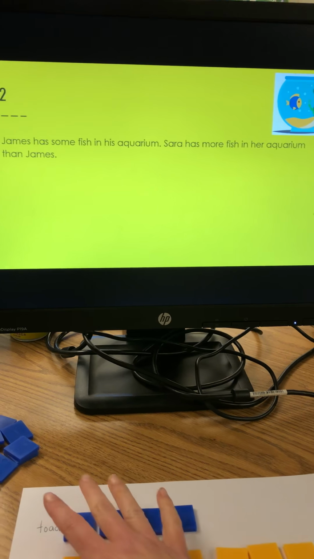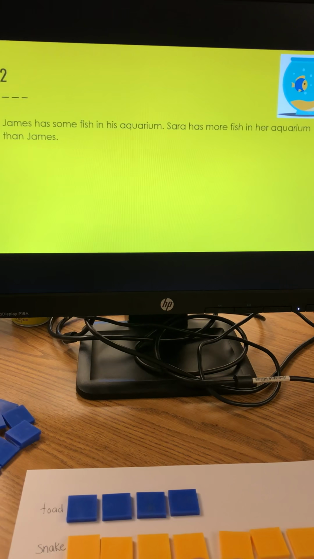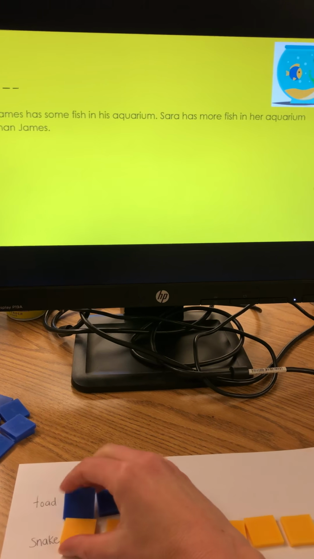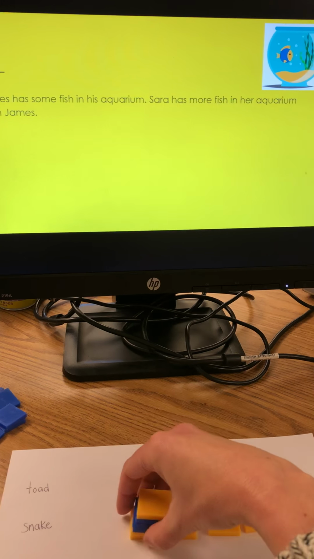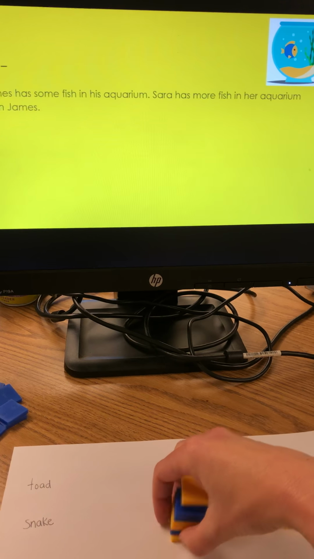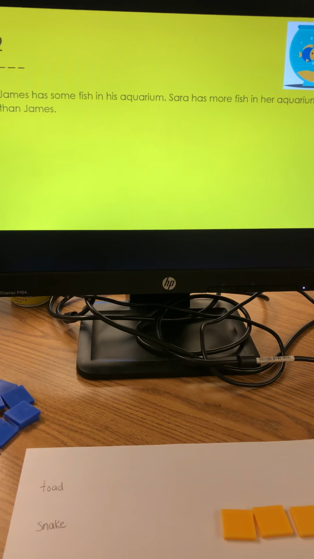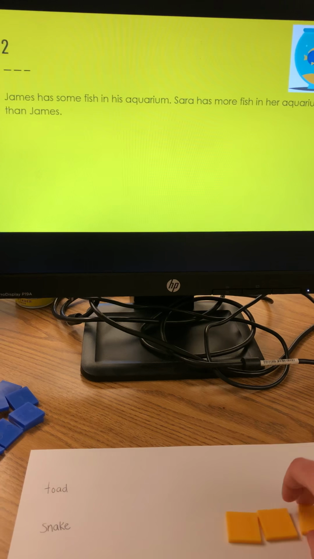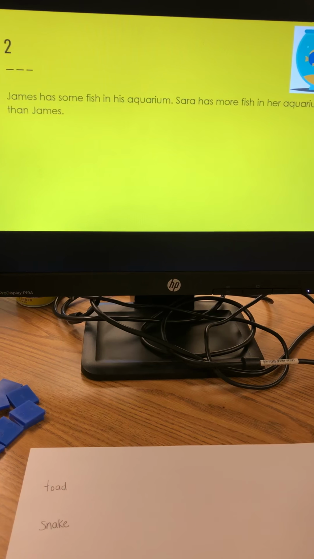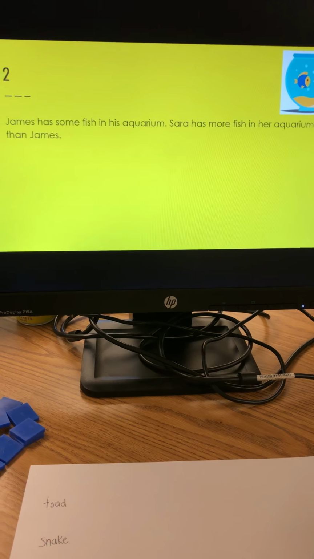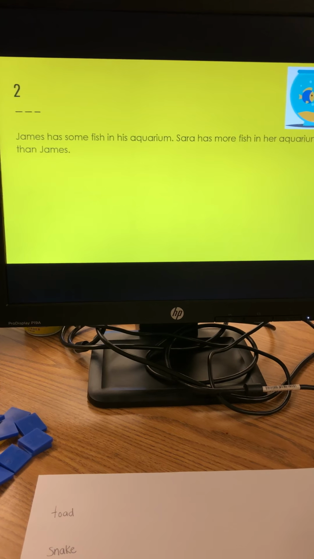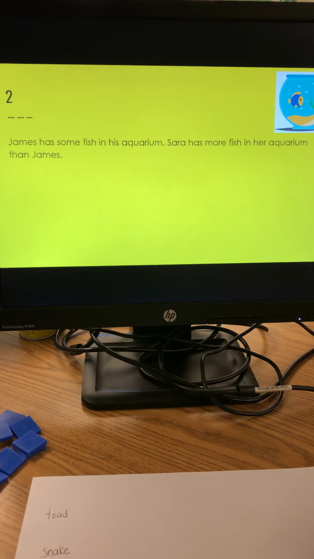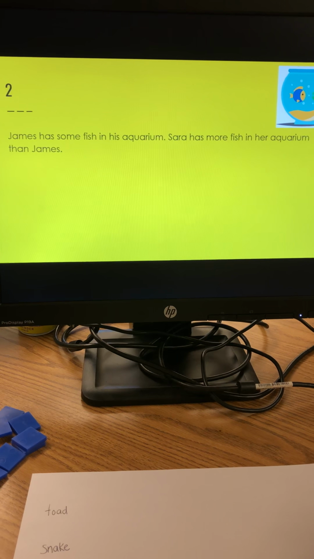James has some fish in his aquarium. Sarah has more fish in her aquarium than James. So the first thing that we're doing is asking students, what are you picturing in your mind? Turn and talk with a partner. How many fish are you picturing in each child's aquarium? And then the last question could be, could each aquarium have the same number of fish, and how do you know? Having them turn and talk and listening to what they share with you is really important.